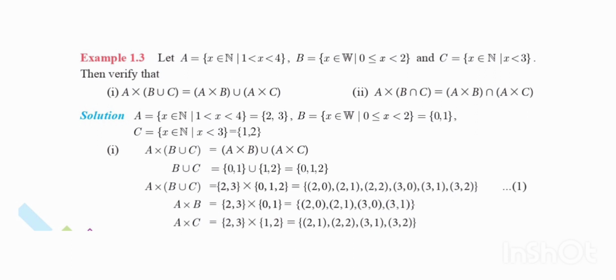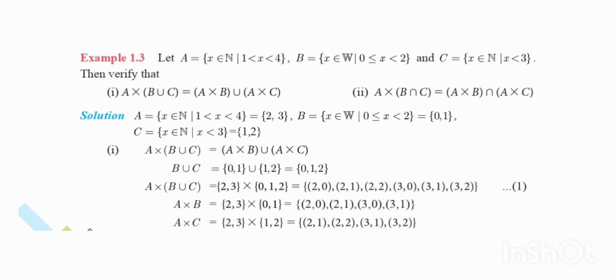Then come to the second set B. It is actually a whole number, and the condition is 0 ≤ x < 2. So 0 and 1 are in this set. So set B is {0, 1}. The third set C is a natural number. x is a natural number such that x < 3. So below 3 there are two natural numbers. They are 1, 2.